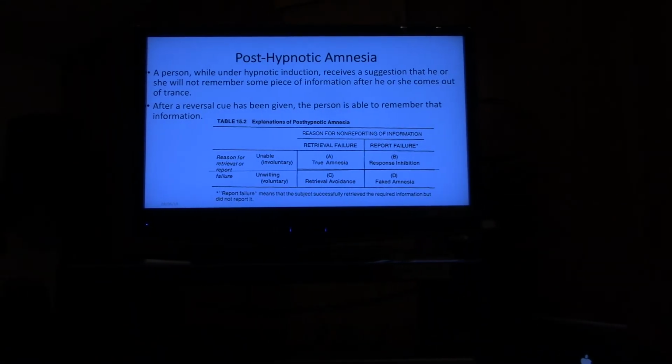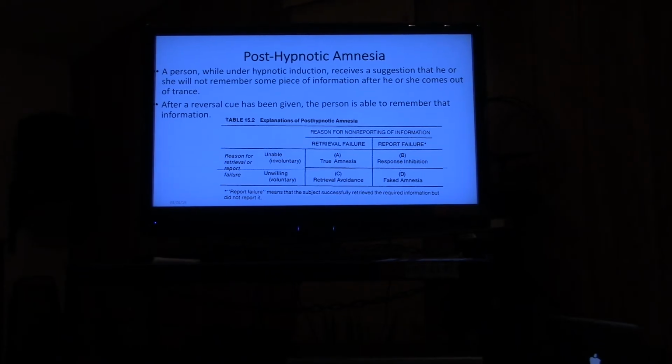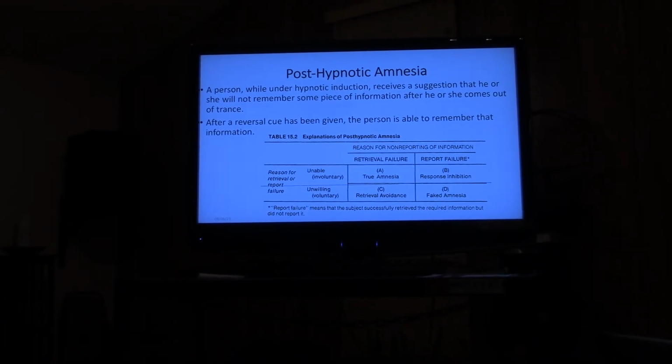And we can look at different possibilities on this slide and the next one. It could be that they don't retrieve the information, there's a retrieval failure. They try and they just can't get it. Or it might be that they retrieve the information, they just choose not to say it. They might remember it, but they don't want to tell you for whatever reason. Both that kind of retrieval failure and report failure can be either voluntary or involuntary. And when you cross voluntary and involuntary with retrieval and report failure, you get these four possibilities.